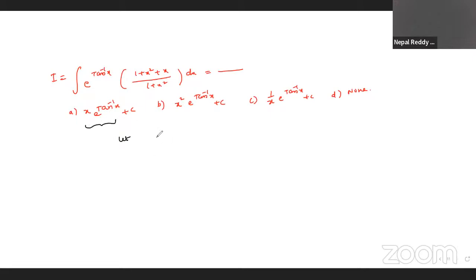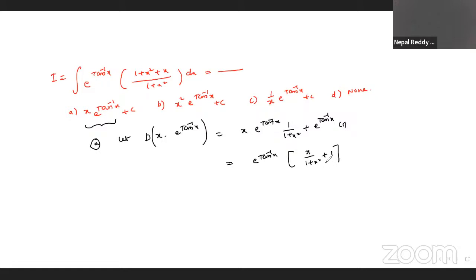Observe, x into e power tan inverse of x, I am going to differentiate the first option. This is u. V dash is nothing but the derivative of e power tan inverse of x, and the derivative of tan inverse of x is 1 by 1 plus x square. Next, v is nothing but e power tan inverse of x, and then 1. On simplification, it becomes e power tan inverse of x times (x by 1 plus x square plus 1).